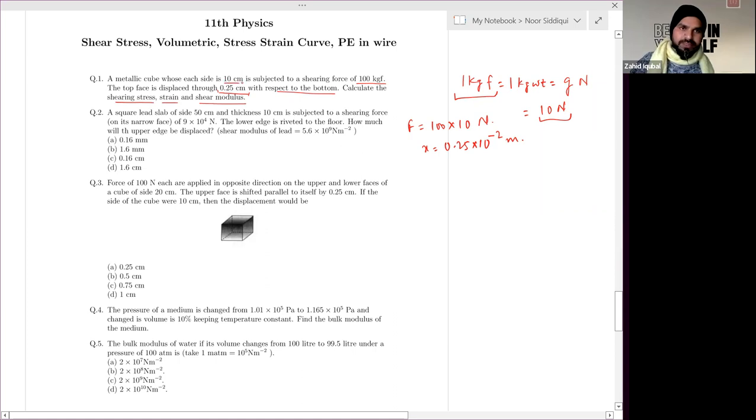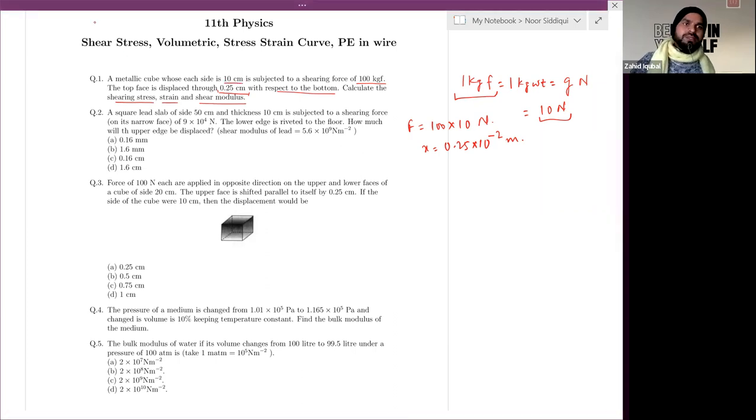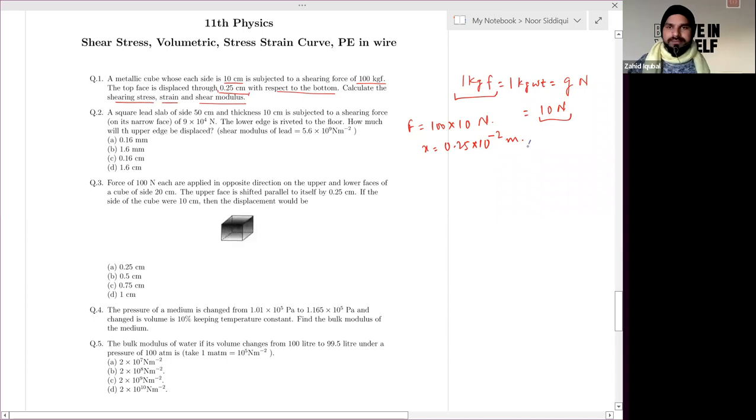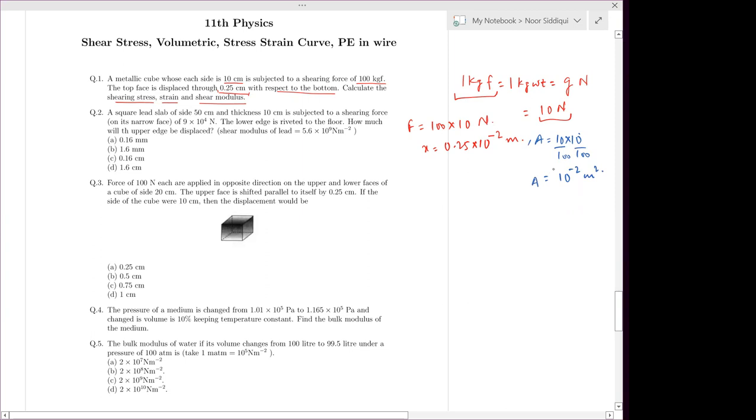Side of this particular cube is 10 centimeter. So area will be side square, 10 centimeter multiplied by 10 centimeter, divide by 100, divide by 100 to convert into meter square. So it will give you 10 to the power minus 2 meter square. Is it clear? Yes, sir.